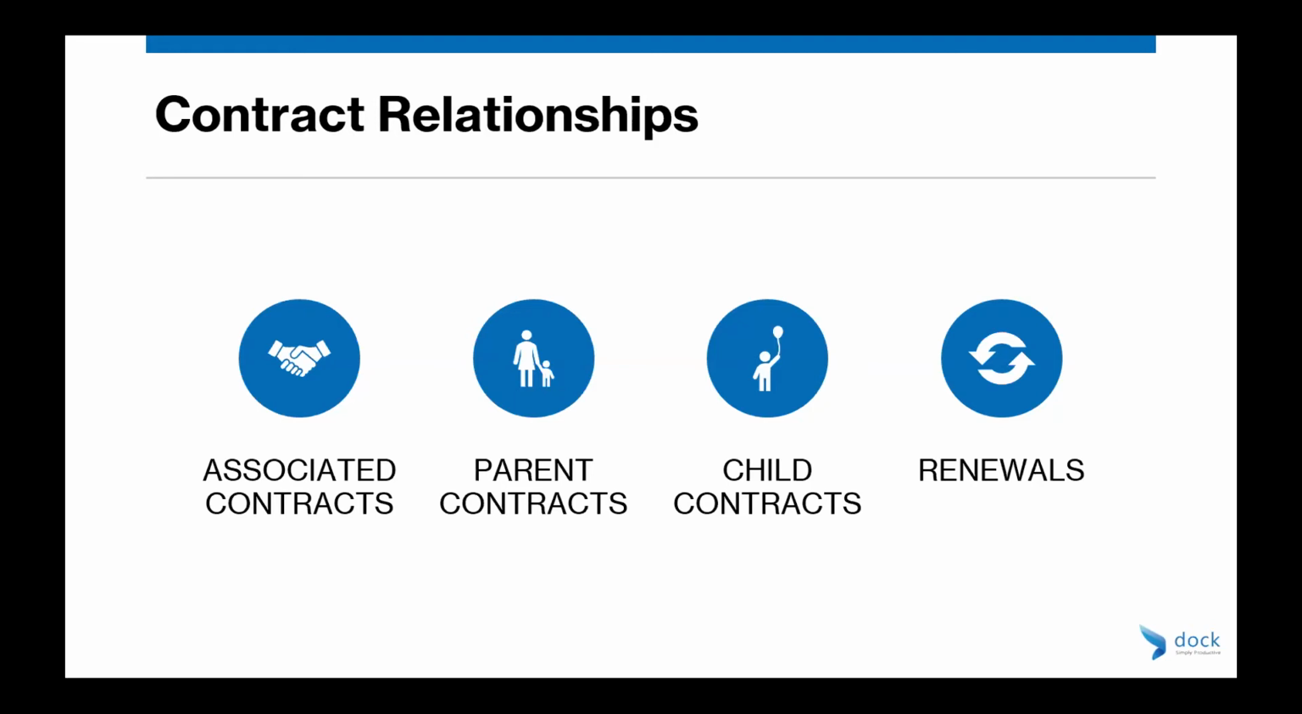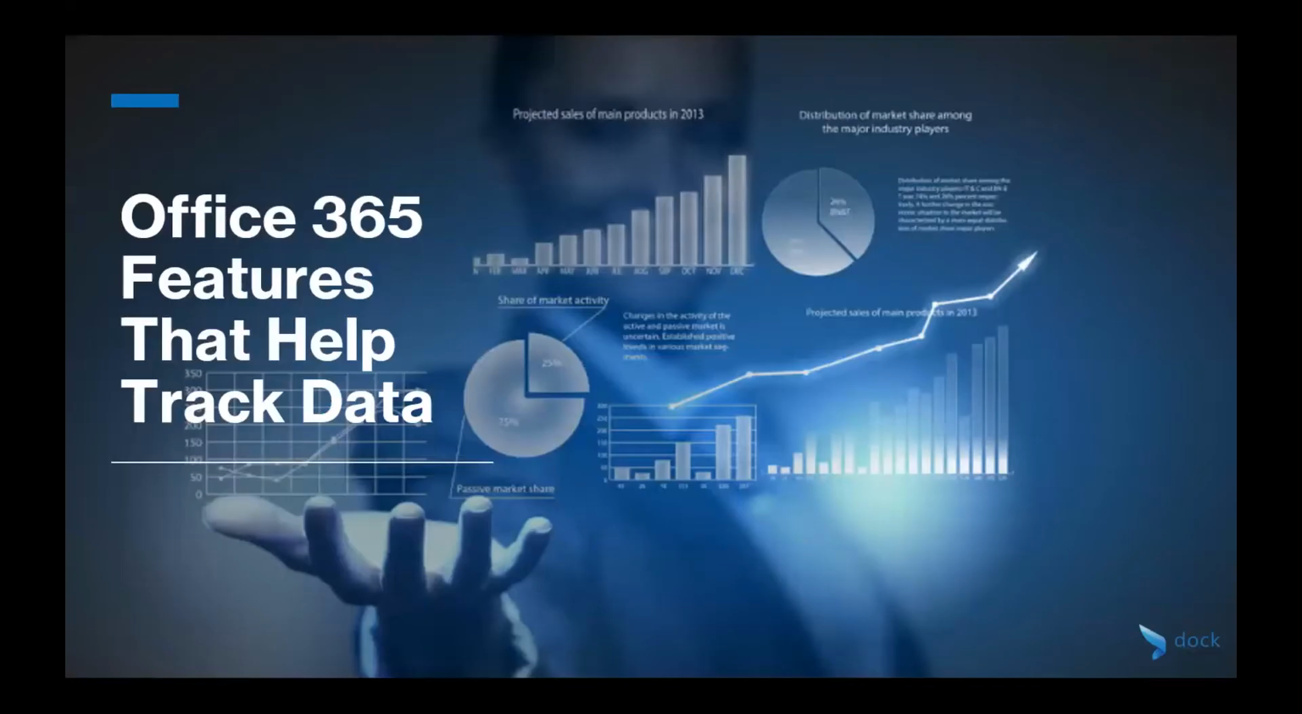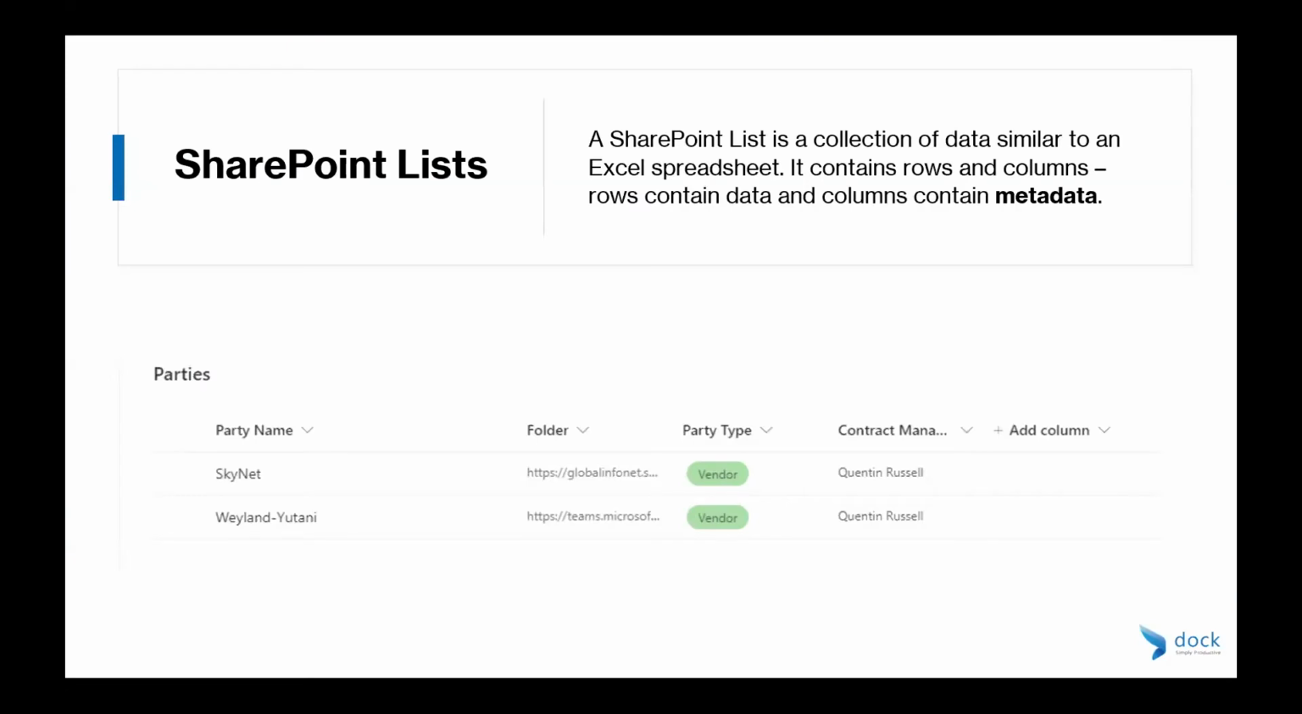So moving on from that, what features in Office 365 actually help you track data? Well, there are about 2 big ones that help with this, specifically what we're going to be using for contract management. The first one is a SharePoint list, which, for those who don't know, is basically just a collection of data similar to an Excel spreadsheet. It contains rows and columns, where the rows contain data and the columns actually contain the metadata.